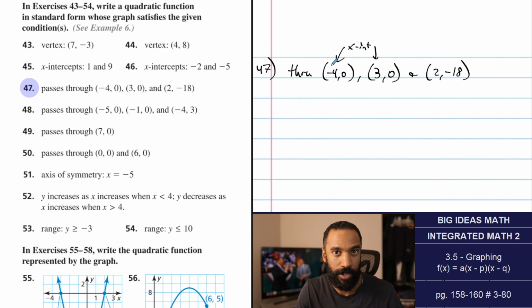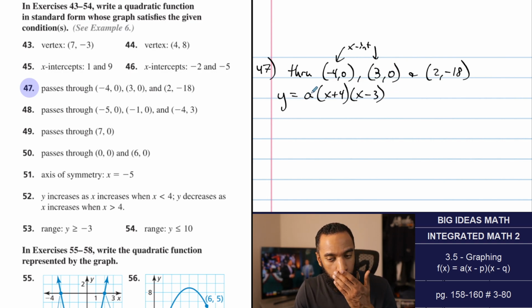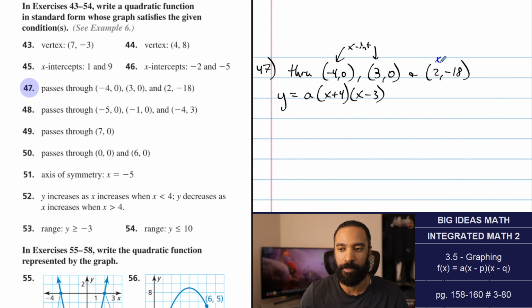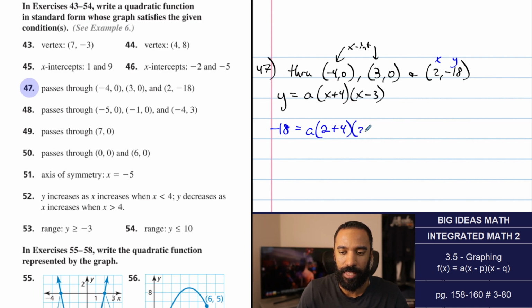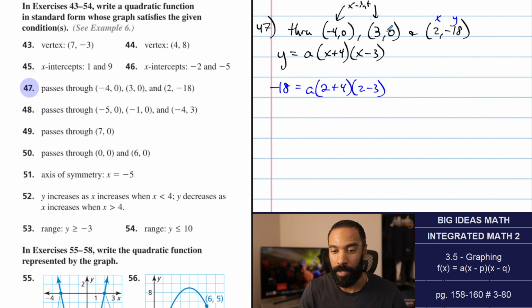If x equals negative 4, excuse me, if this is an x-intercept, then x plus 4 is a factor. And x minus 3 is also a factor. Now, the thing about this a is we don't know what the a value is yet because we have to specifically pass through this x and this y. So let's substitute negative 18 for y in this equation. Let's substitute 2 for x in this equation, like this. And then let's figure out what a value would represent that one, right?